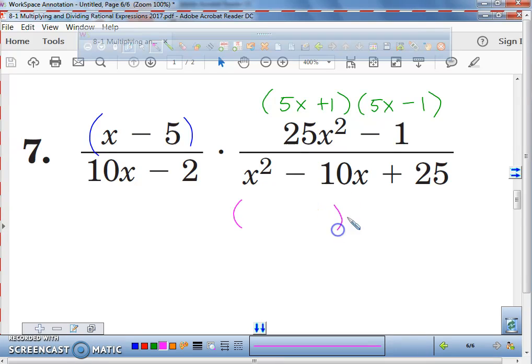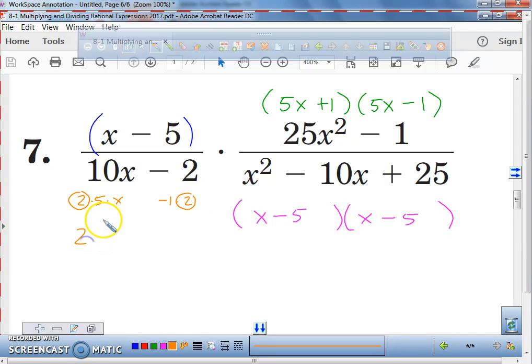This one right here will factor to x minus 5 times x minus 5. Because negative 5 plus negative 5 is negative 10, and negative 5 times negative 5 is positive 25. This right here, the factors of a 10x are a 2 times a 5 times an x. The factors of a negative 2 are a negative 1 times a 2. What's the greatest common factor between a 10x and a negative 2? The greatest common factor is a 2.